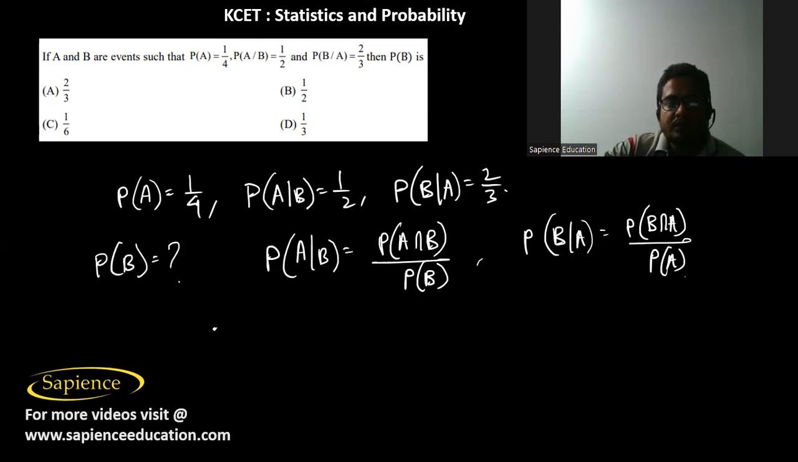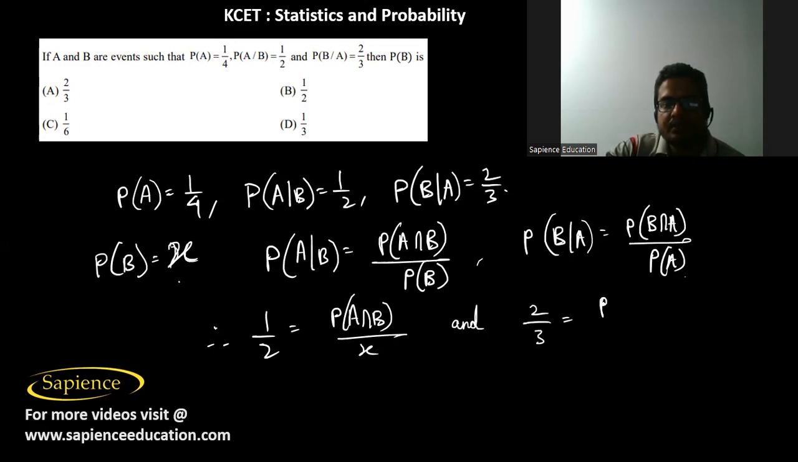So now, therefore, I can tell 1 by 2, that is equal to the probability of A intersection B divided by the probability of B, which we have to find. So let that be equal to X, which you have to find. And similarly, the probability of B given A, that is 2 by 3, that is equal to the probability of A intersection B divided by the probability of A, which is 1 by 4.